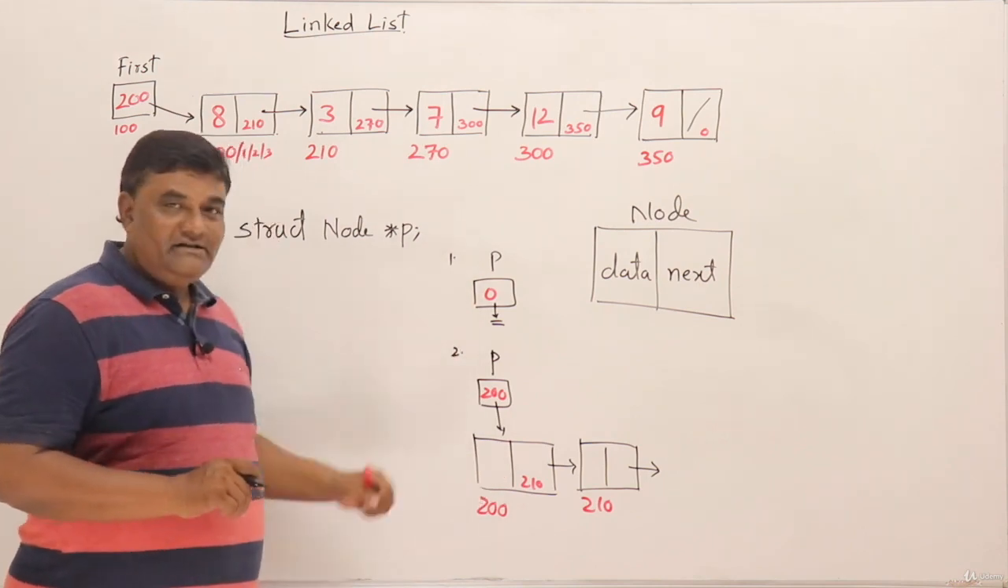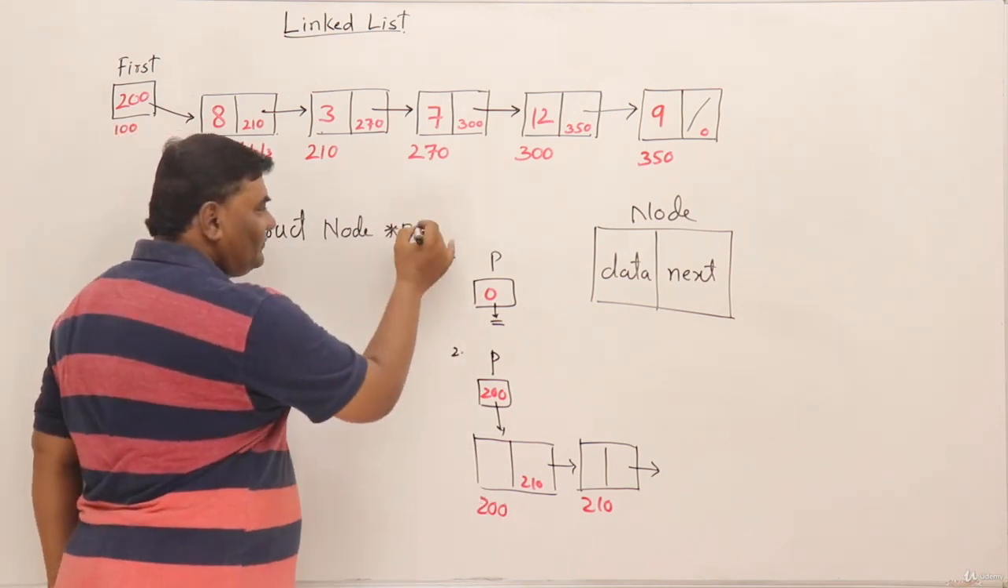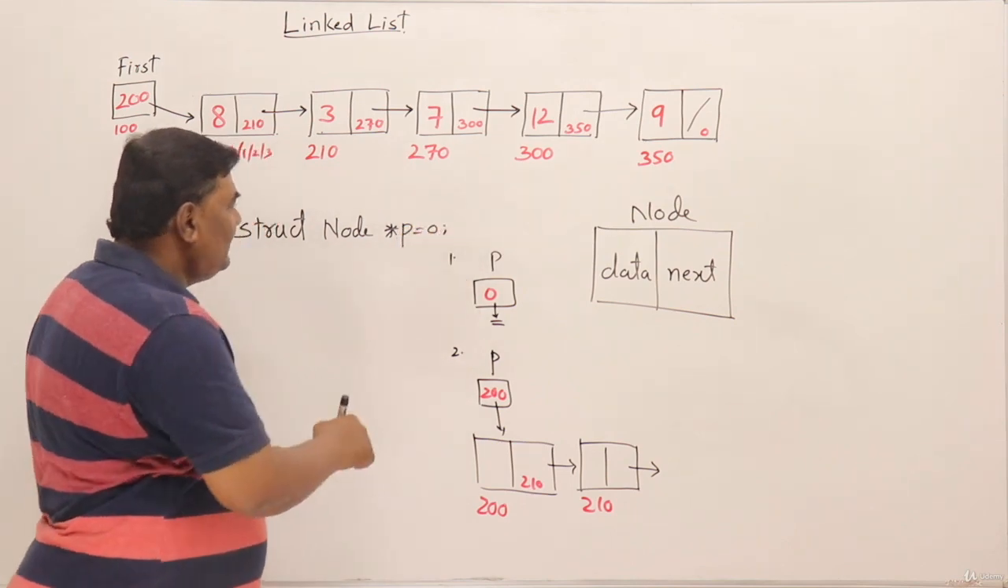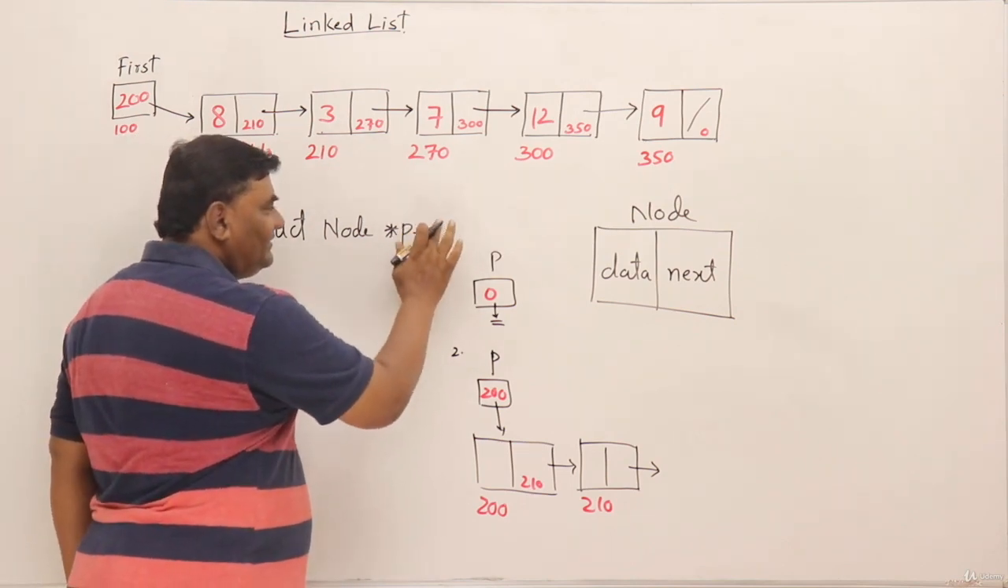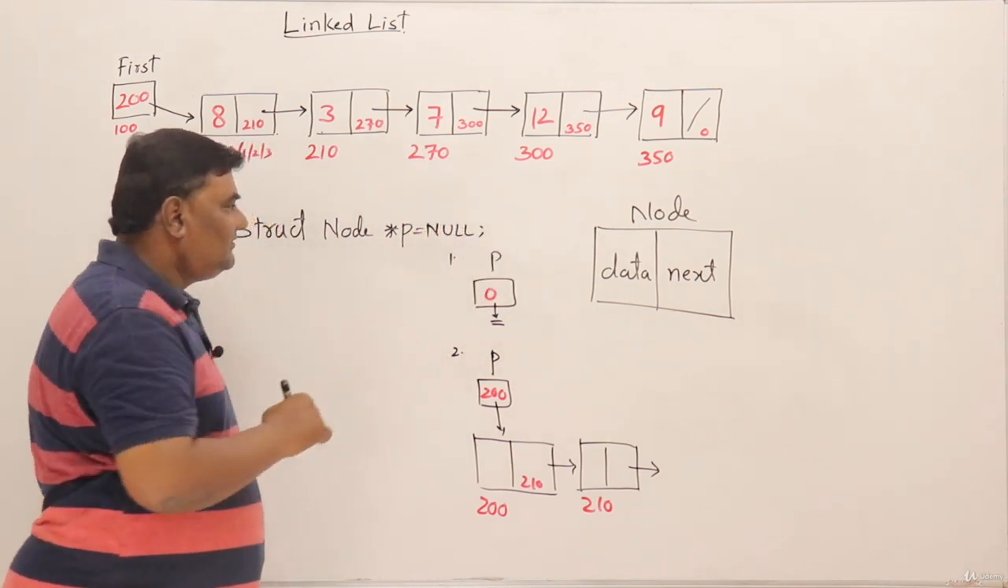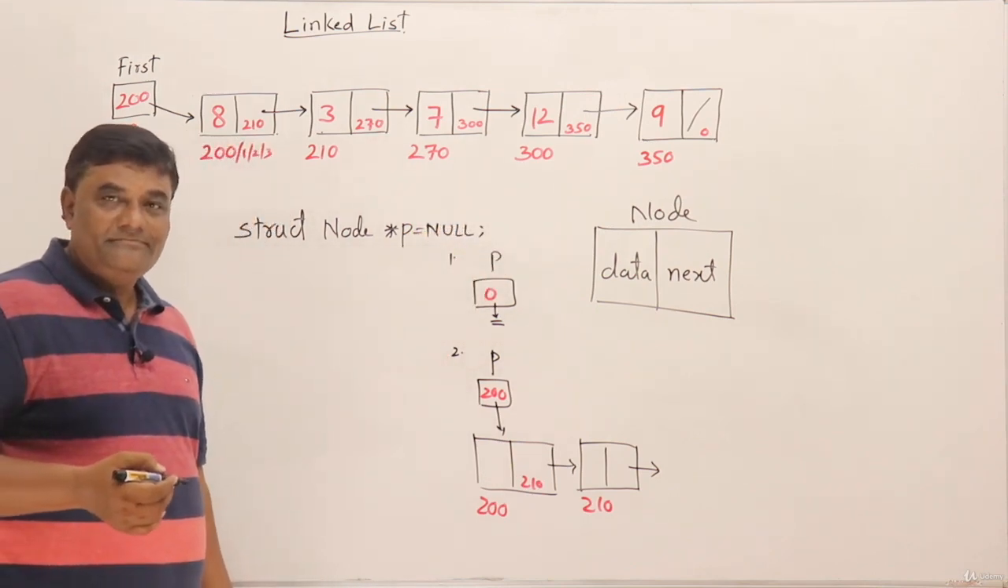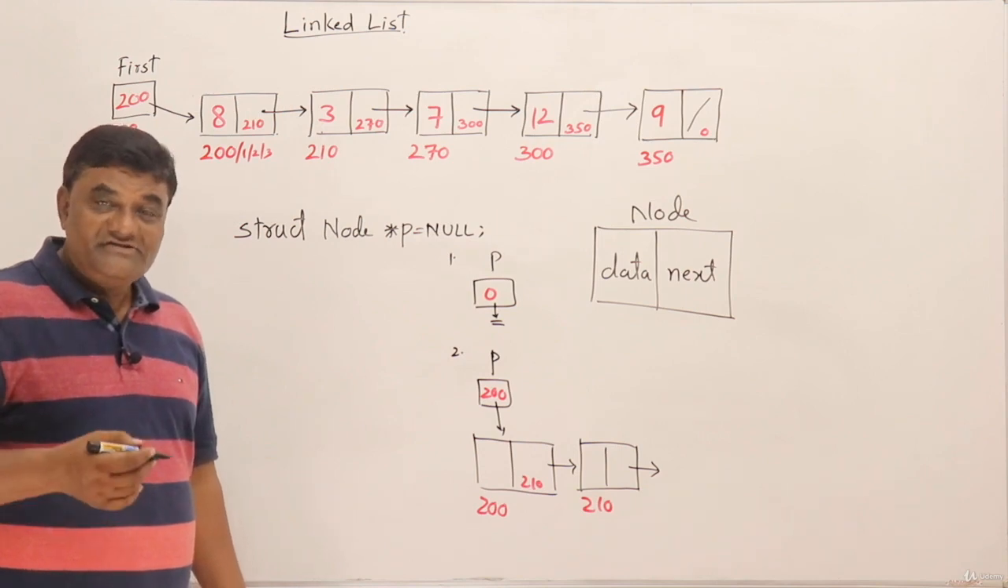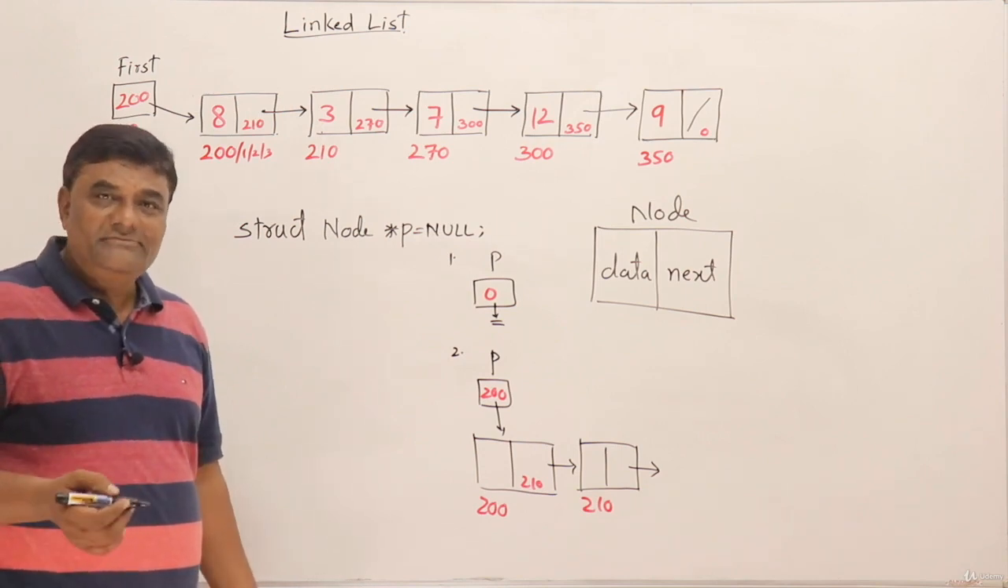How to make P null? We can write here 0, it will be null, or else we can write capital NULL for null. So either you say 0 or NULL. Both are the same thing only.